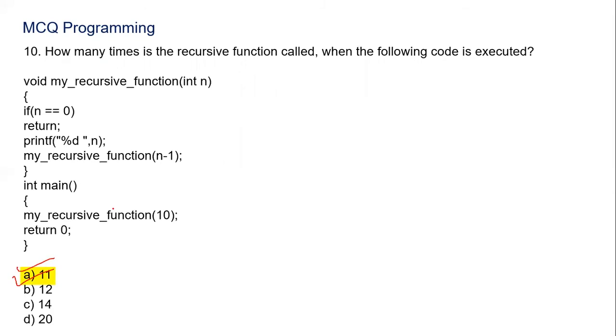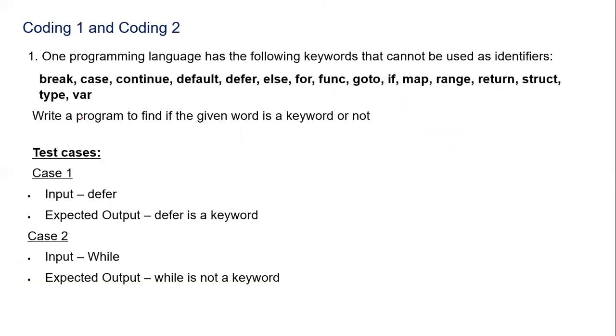Now let us look at the coding questions. The first coding question says that a programming language has the following keywords that cannot be used as identifiers. Fair enough, and they have given a list of the keywords. Write a program to find if the given word is a keyword or not. When you enter the input defer, you will get defer is a keyword, while is not a keyword. It is a straightforward question. I don't think there is too much logic involved.